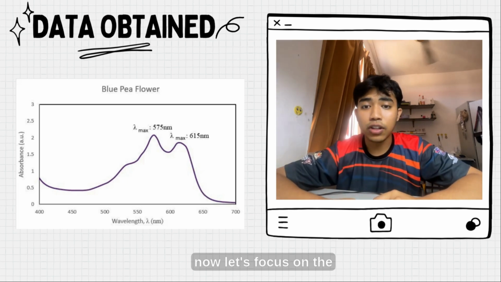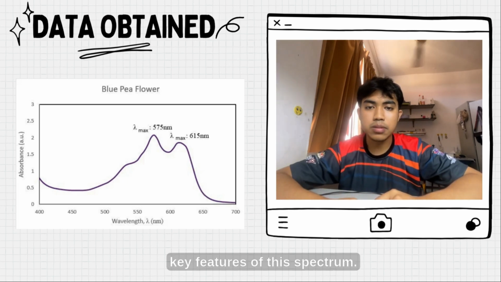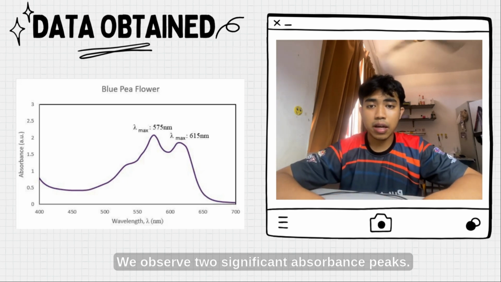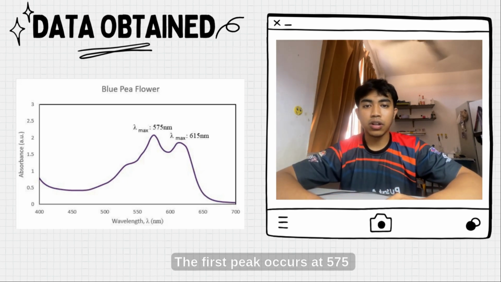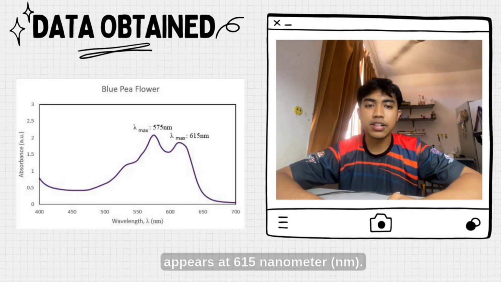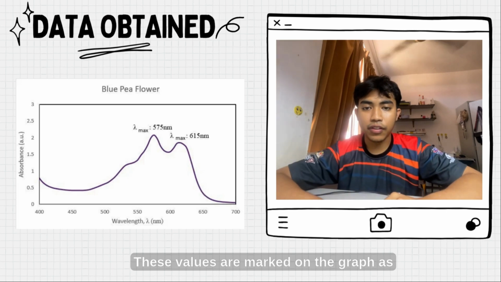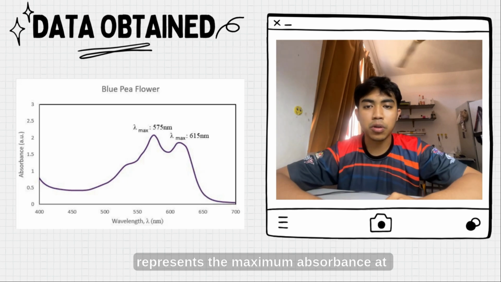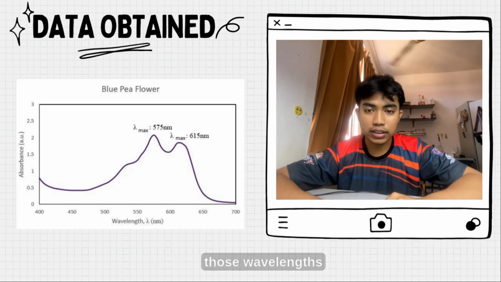Now let's focus on the key features of this spectrum. We observe two significant absorbance peaks. The first peak occurs at 575 nanometers and the second peak appears at 615 nanometers. These values are marked on the graph as lambda max, which represents the maximum absorbance at those wavelengths.